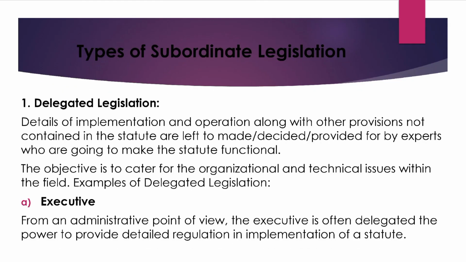Types of subordinate legislation. 1. Delegated legislation. Details of implementation and operation, along with other provisions not contained in the statute, are left to be decided. They are provided for by experts who are going to make the statute functional. The objective is to cater for the organizational and technical issues within the field.